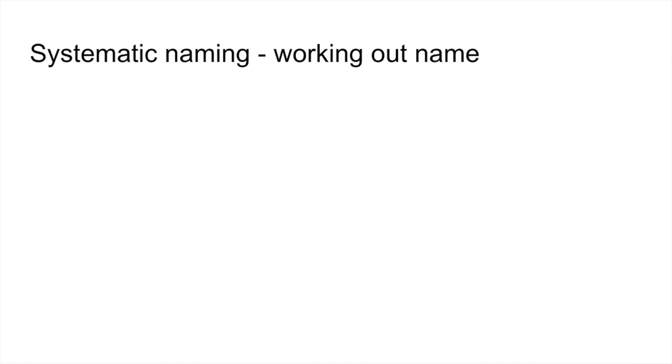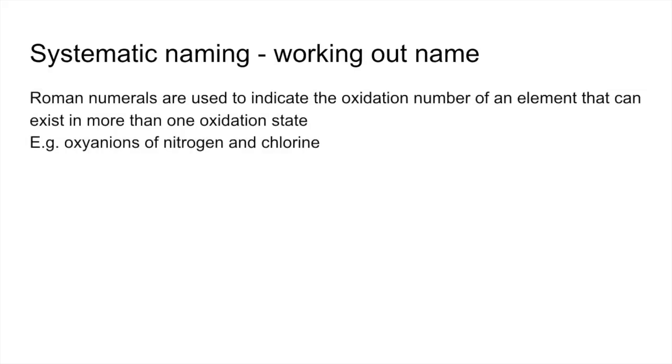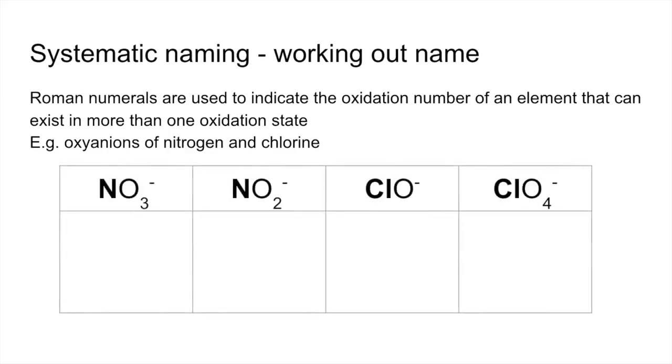So I'm just going to finish the video with how to use oxidation numbers when we're naming compounds. That's called systematic naming. So Roman numerals are used to indicate the oxidation number of an element that can exist in more than one oxidation state. So we're going to look at the oxyanions of nitrogen and chlorine. So there's 2 nitrogen oxyanions, so basically just nitrogen and oxygen with a negative charge, and 2 for chlorine and oxygen, again with a negative charge.